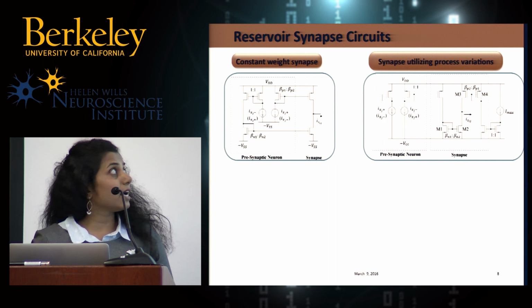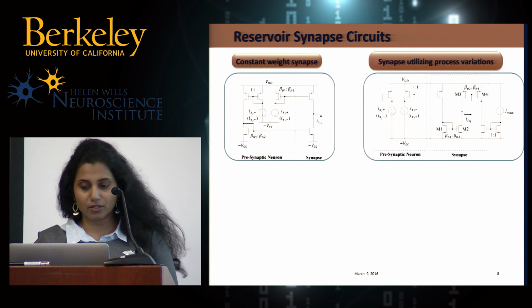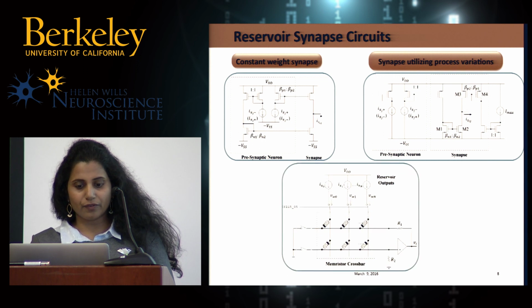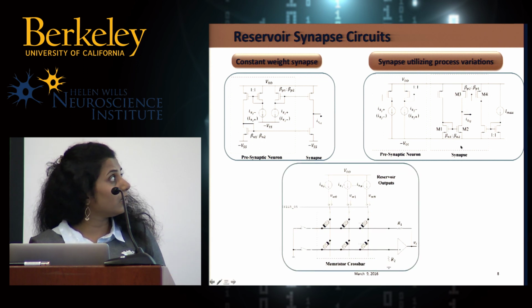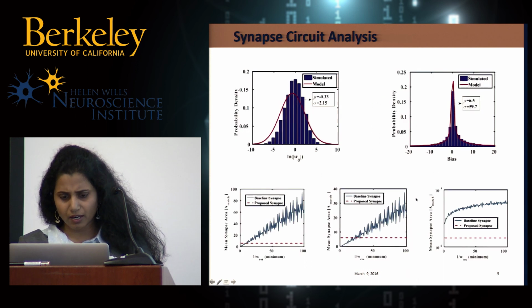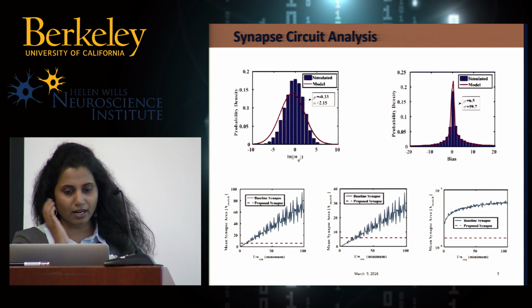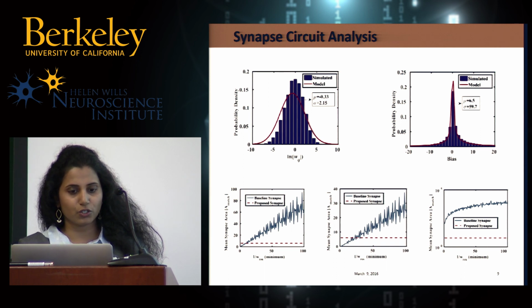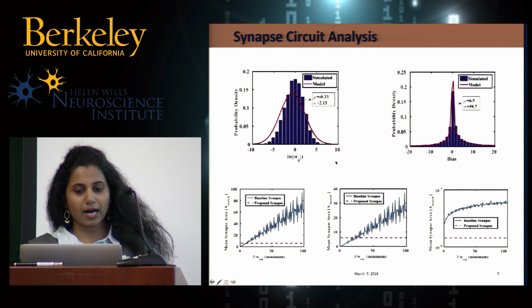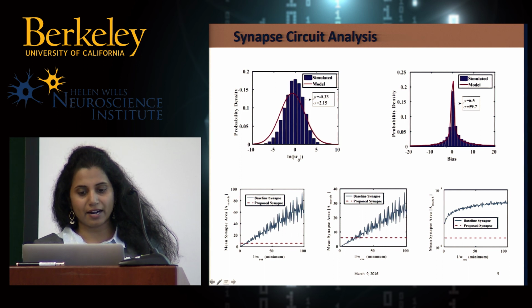So we designed a synapse utilizing process variations, and based off of that, we built a simple crossbar structure with the reservoir outputs. And then we did the circuit analysis, the Monte Carlo analysis of how these random weight distributions are. You could see how the random weights are distributed and how the random biases are associated within the synapse.